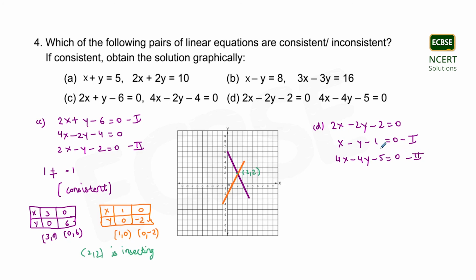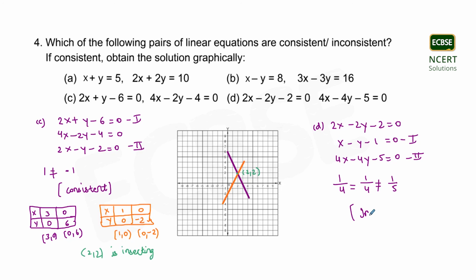Now our first step is to find whether or not these two equations are consistent or inconsistent. In order to find this, we need to find the ratios of the coefficients of x, y and the ratio of the constants. So a1 by a2 comes out to be 1 by 4, b1 by b2 comes out to be 1 by 4 and c1 by c2 comes out to be 1 by 5. As a1 by a2 is equal to b1 by b2 but not equal to c1 by c2, this is the condition for the lines to be parallel.